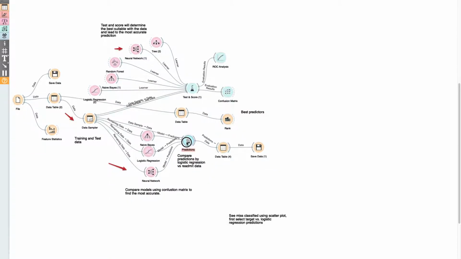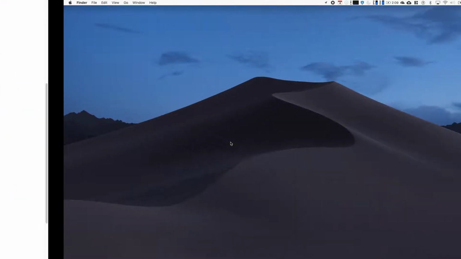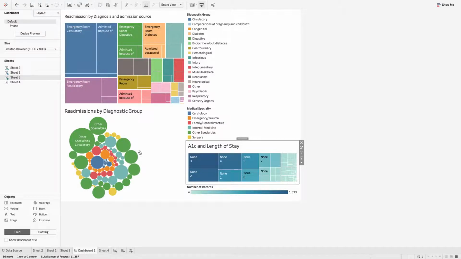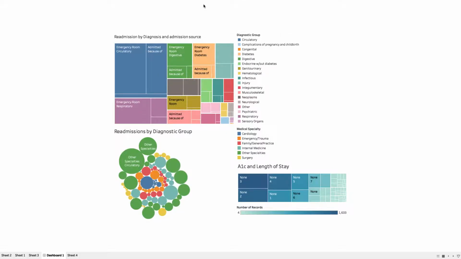So afterwards, I wanted to visualize the data, and after trying several tools to do so, I was able to use these predictions and enter them into Tableau here. So to do so, I formed the first dashboard here, and this one classified or grouped the data based on readmissions by diagnosis and admission source.